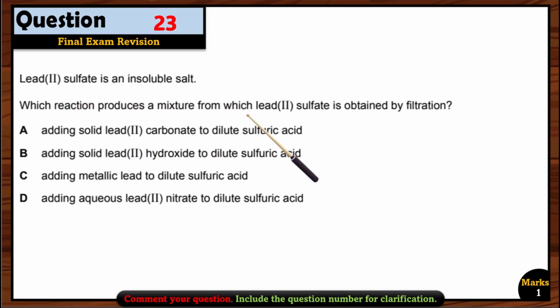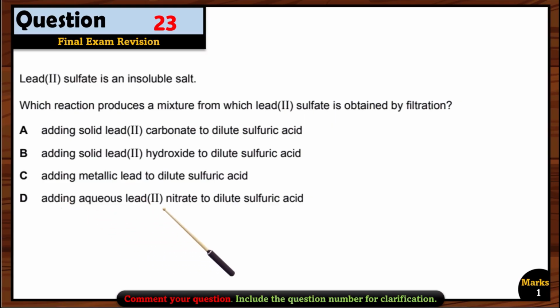Which reaction produces a mixture from which lead sulfate is obtained by filtration? So of course, it's an insoluble salt, so we have to use both reactants that are soluble. Okay, so now let's see one by one all these options. Adding solid lead carbonate to dilute sulfuric acid. Wrong, because this is insoluble. Adding solid lead hydroxide, again, this is insoluble. We cannot use this method. Adding metallic lead to dilute sulfuric acid, again wrong, because lead will not react with any of the acid.